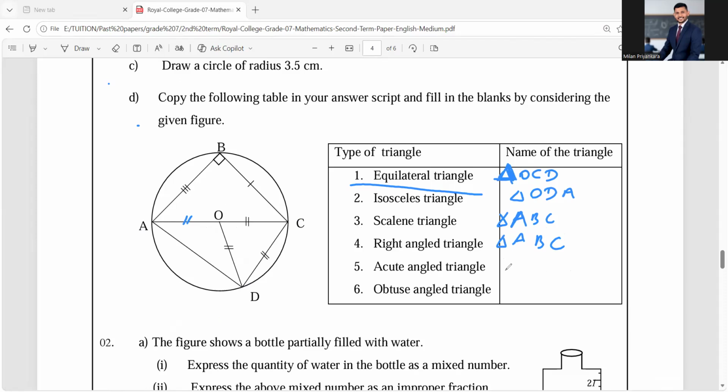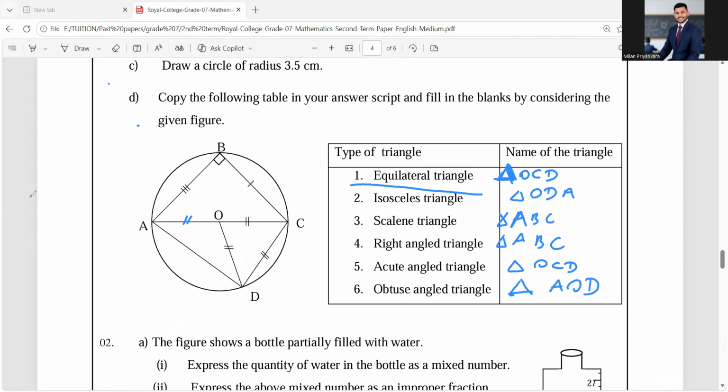And acute angle triangle. Here you can easily see the triangle OCD. Acute angle triangle means all the angles are acute angles. Right? Obtuse angle triangle means one angle is an obtuse angle. Triangle AOD is an obtuse angled triangle. So if you answer this way, that will be great. So you get good marks, right?